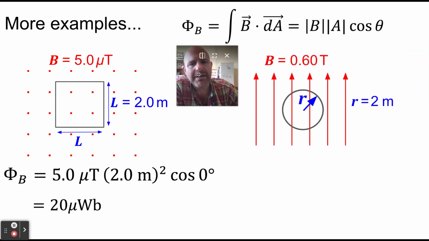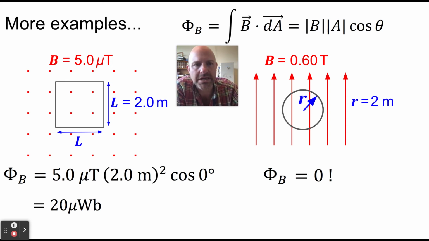And then, of course, we could do something like this, where we have a magnetic field going up the page and the circle is in the page. The magnetic flux is 0 because the angle there is going to be 90 degrees, and cosine of 90 degrees gives us 0.